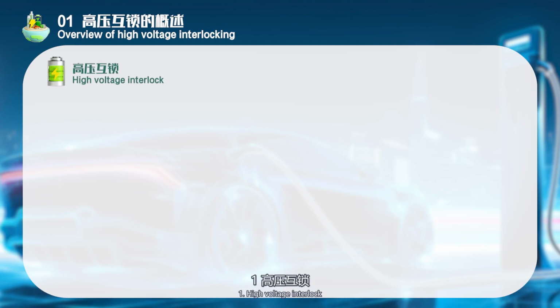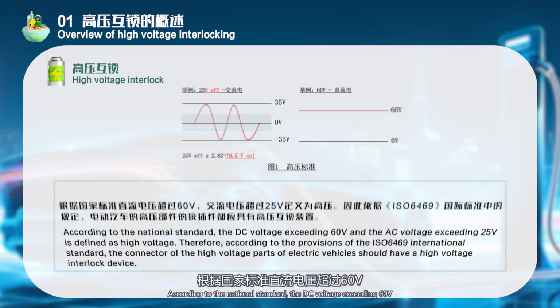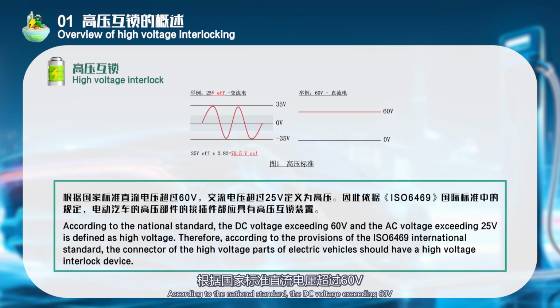1. High voltage interlock. According to the national standard, DC voltage exceeding 60 V and AC voltage exceeding 30 V is defined as high voltage. Therefore, according to the provisions of the ISO 6469 International Standard, the connector of the high voltage parts of electric vehicles should have a high voltage interlock device.